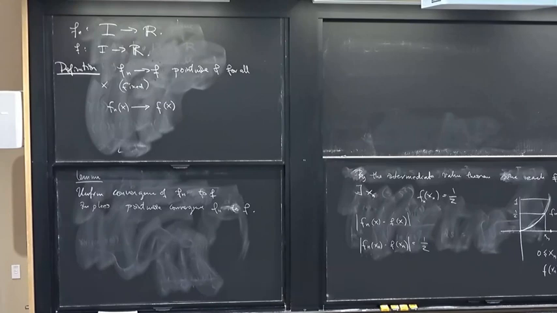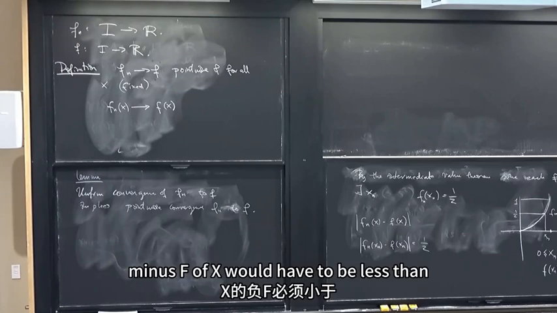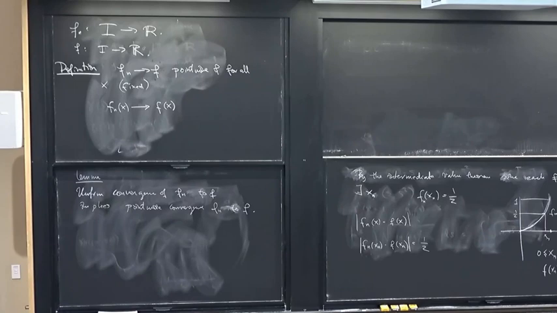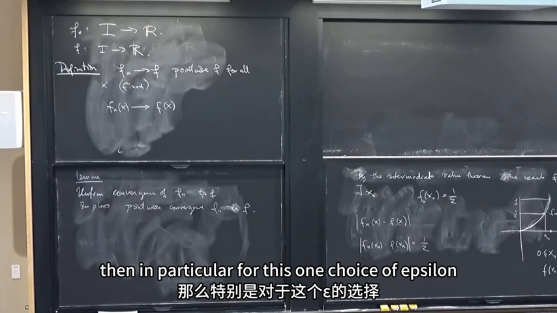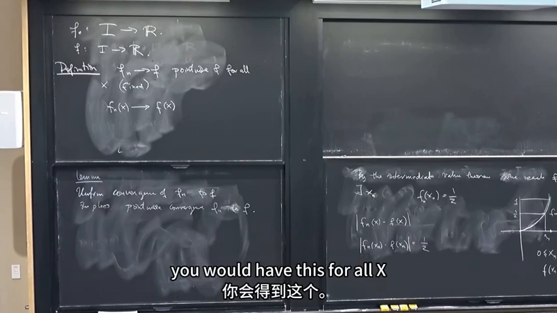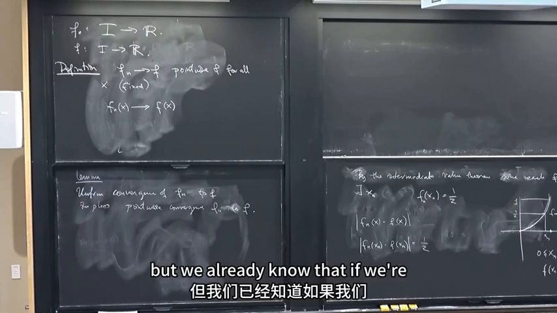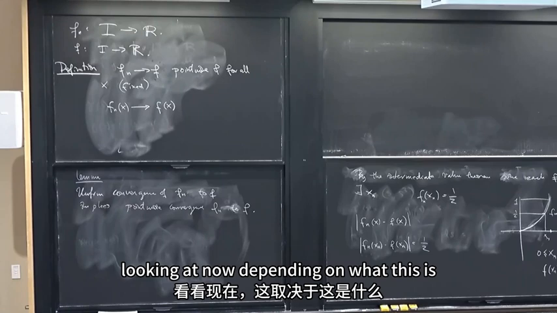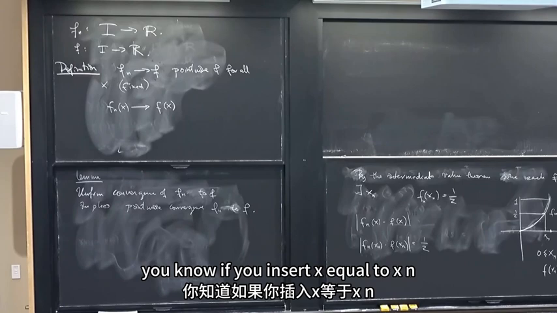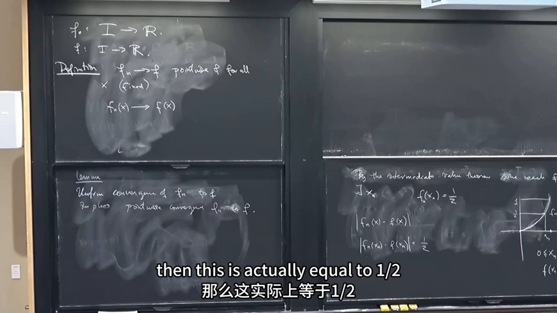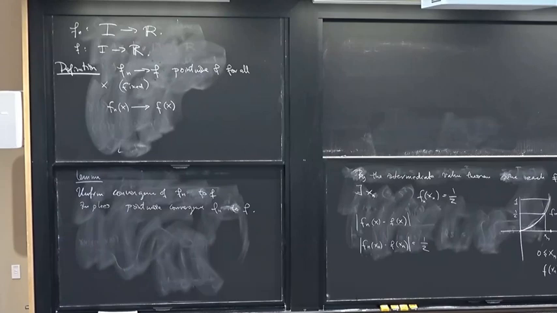minus f of x would have to be strictly less than a half for all x. Right? If it was converging uniformly, then in particular for this one choice of epsilon, you would have this for all x. But we already know that if you insert x equal to x_n, then this is actually equal to a half. So this here does not hold. This is the contradiction. Okay?